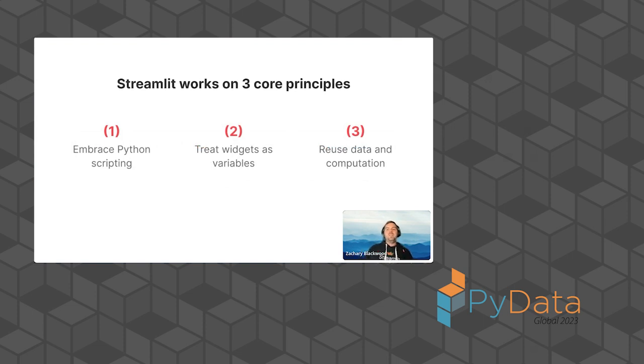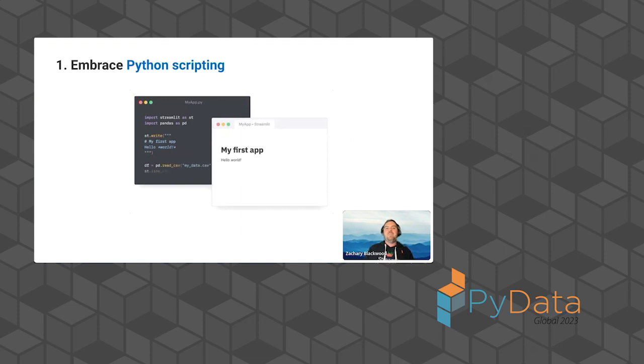So the three core principles of Streamlit are: number one, you embrace Python scripting; number two, you treat widgets as variables; and number three, you reuse data and computation. I'll explain what that means in just a minute. One of the things that I really like about Python is it's really easy to just write a script and run it and have it do something. I don't need to necessarily make a complicated thing with lots of different files and abstractions and classes and objects. I can just write a script that runs from top to bottom, and that's very much what Streamlit embraces.